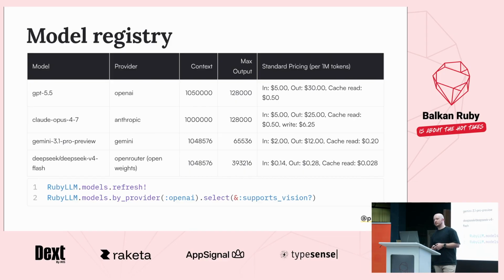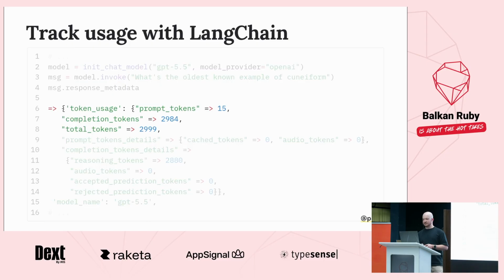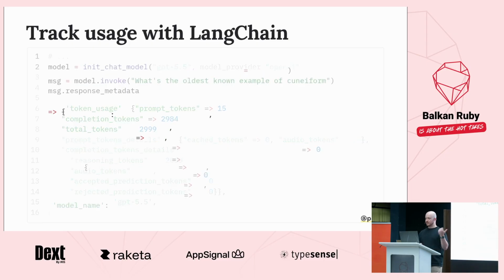But how do you go about actually tracking the costs? You need to track the number of tokens. This is how to do it in LangChain. Can you spot where the data structure is that tracks the tokens? It's here. And this was for OpenAI.